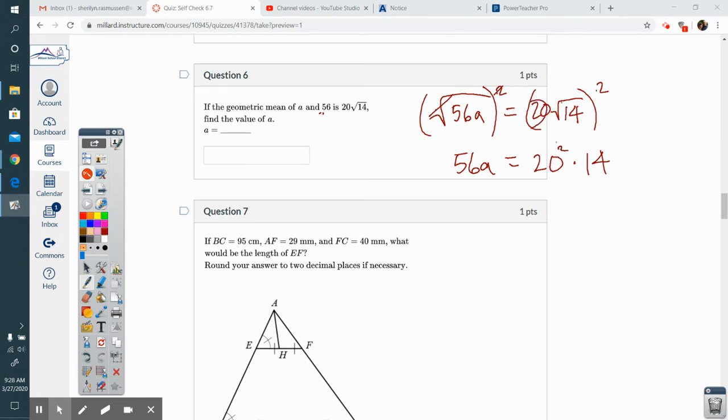So multiply that out, 20 squared times by 14, and you get 5,600. On this side with 56a here. Divide both sides by 56, and you have a equals 100. So you'll just type in 100 there, because it's asking for what the value of a is.